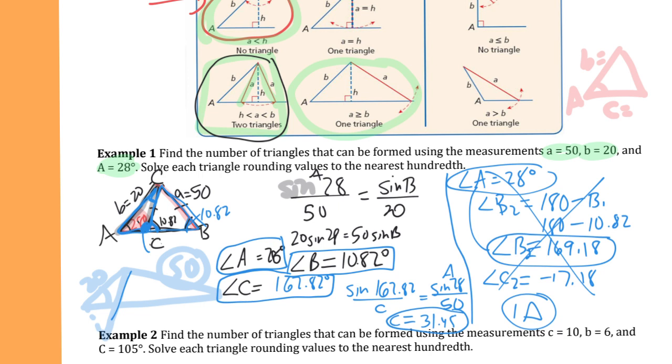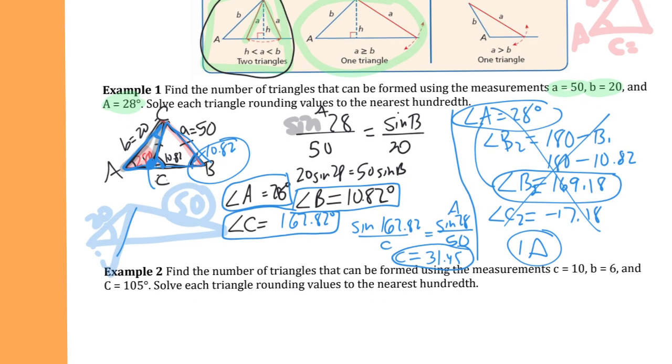And you always, always, always say, take 180 minus this angle here to see if you're going to be able to form a second triangle. And so we'll talk about this a couple more times.